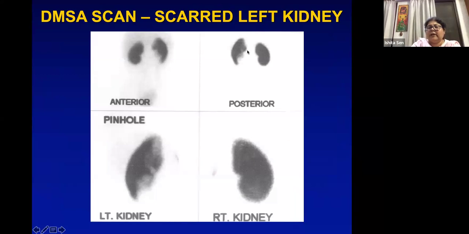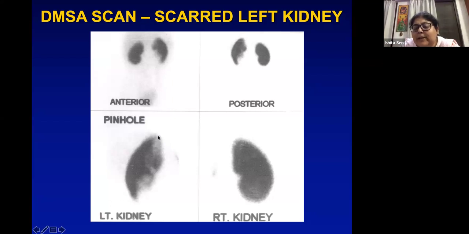So when you're looking at the kidney from the back, your right is the patient's right, your left is the patient's left. But when you're looking at it from the anterior projection, you have to cross your hands. So your right becomes the patient's left, and your left becomes the patient's right. So here you find that this is the left kidney, and you find that there are multiple scars which are seen, and you can see the same on the anterior projection.